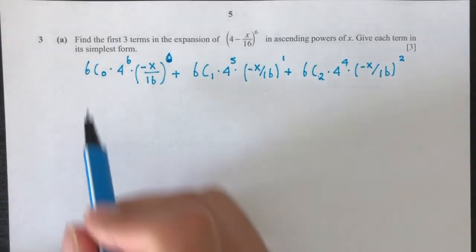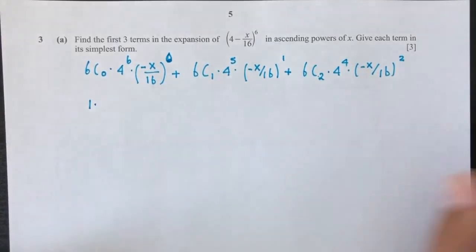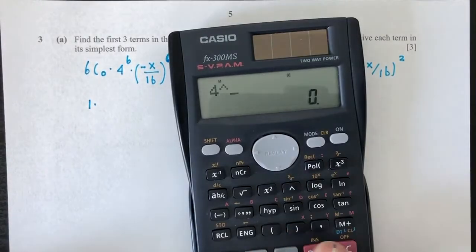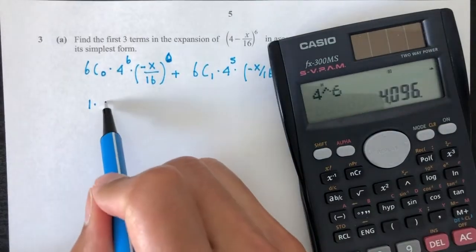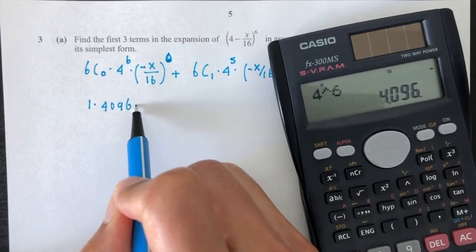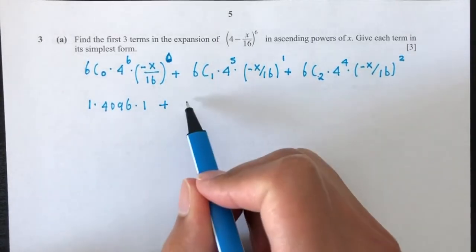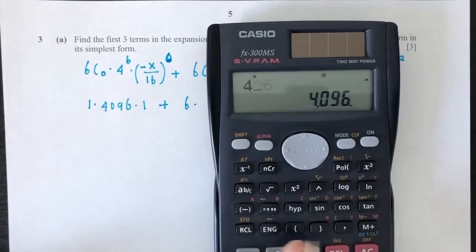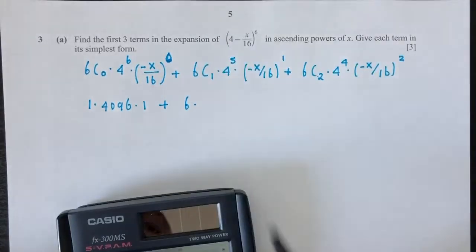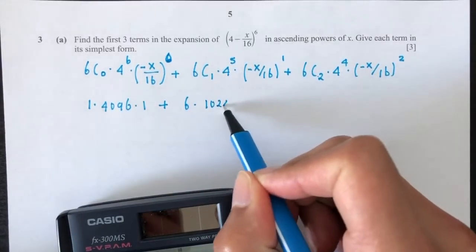Now let's simplify. This will be 1 times, what is 4 power 6? That will be 4096 times 1. Now plus 6 choose 1 is 6. Now what is 4 power 5? That will be 1024.